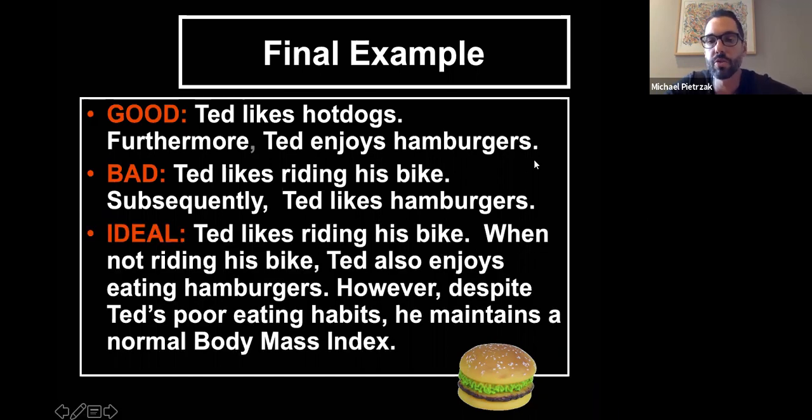Now, if you really wanted to put all this stuff together and make it sound great, here we go. Ted likes riding his bike, period. Fine. When he's not riding his bike, Ted also enjoys eating hamburgers. However, despite Ted's poor eating habits, he maintains a normal body mass index. Great, this flows. I mean, we've taken all the concepts in the previous two sentences and we've combined them all into a very simple paragraph that flows, right? He likes exercising. But when he's not exercising, he's eating unhealthy food. But, however, despite his poor eating habits, he's still fit. He still looks good in a bathing suit, right?